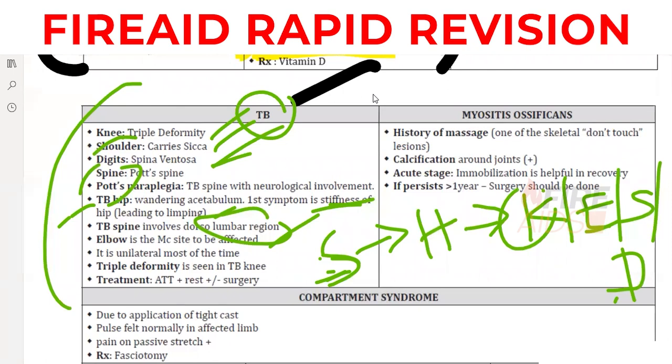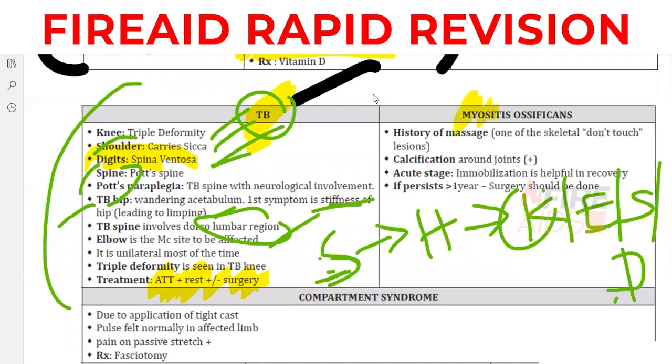This is one of the most important MCQs here. TB in digits is called spina ventosa. Whenever you get TB, the treatment is going to be anti-TB medications along with rest, with or without surgery. So TB treatment is anti-TB medications.